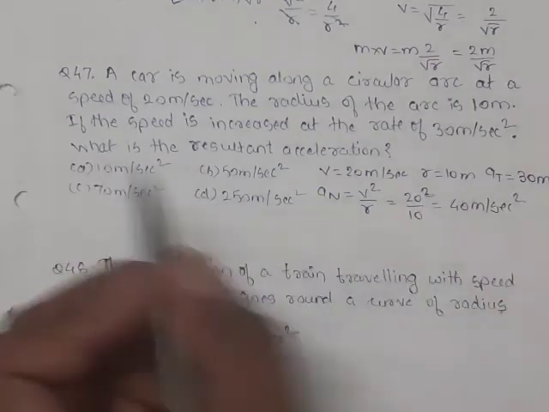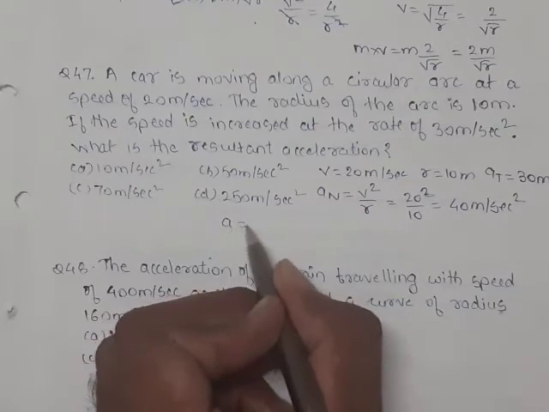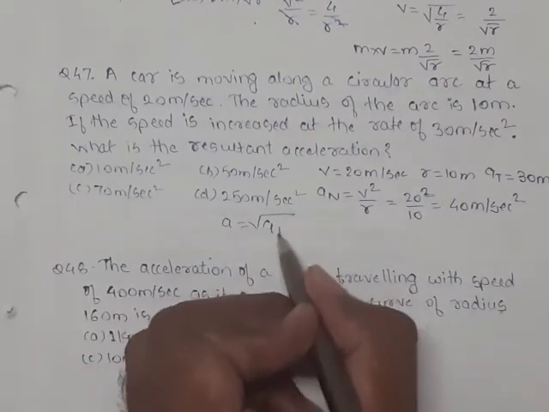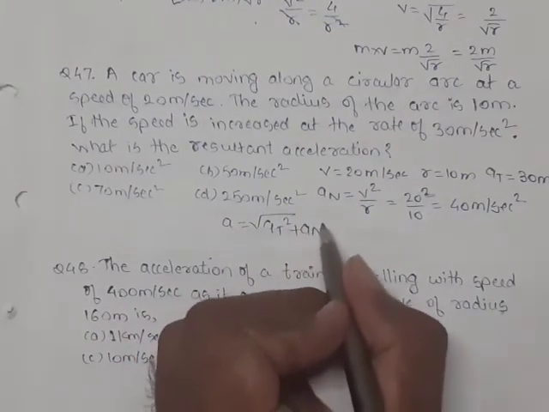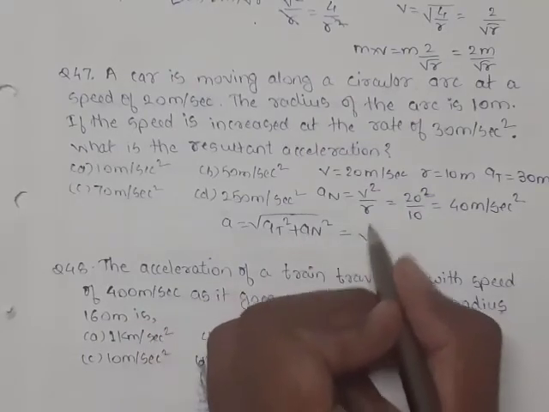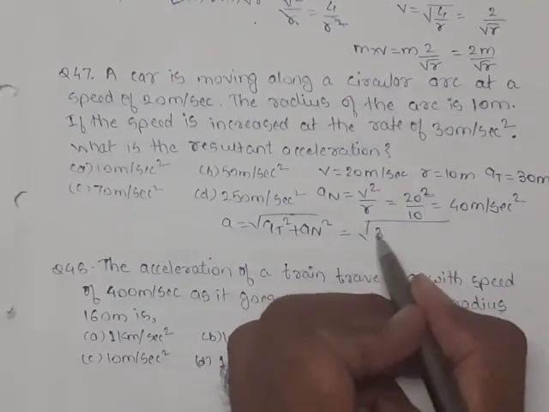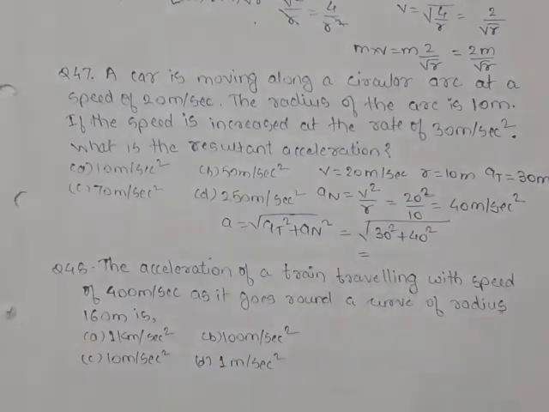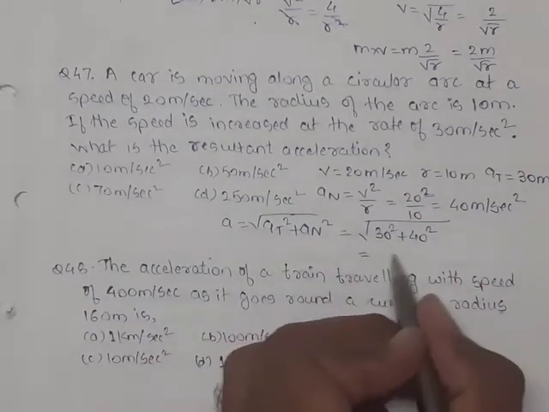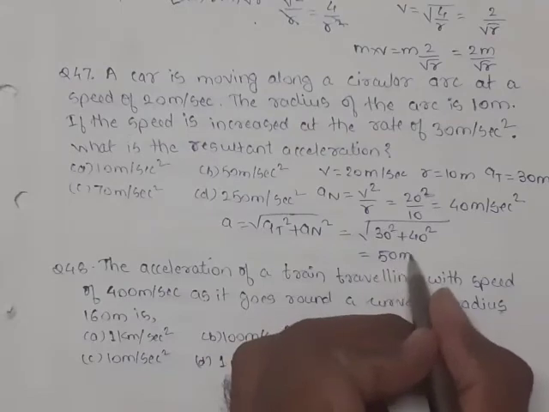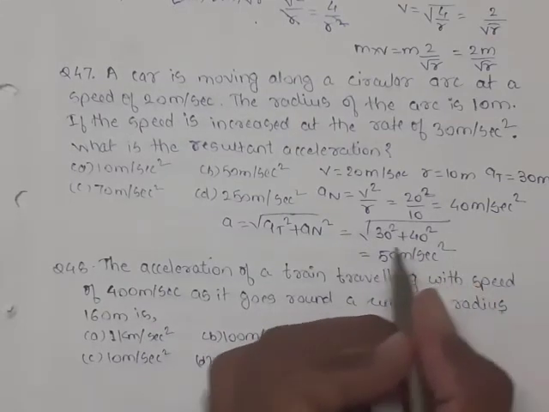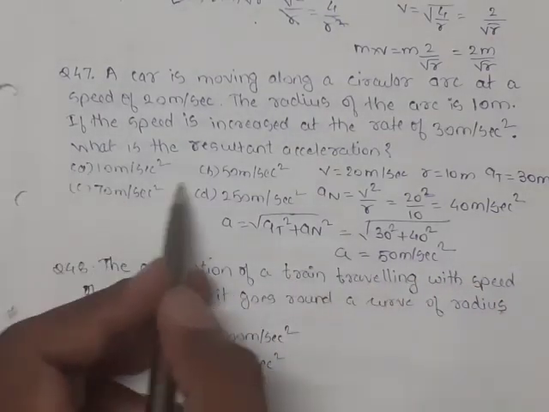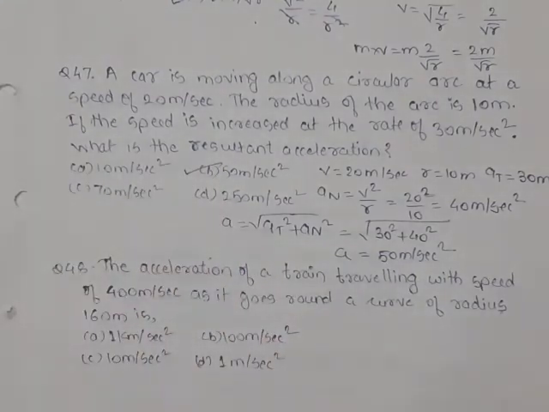Now it is asked to find the resultant acceleration, total A, which is equal to under root of at square plus an square, and we'll put the values 30 square plus 40 square. This answer comes to be 50 meter per second square. This is the value of total acceleration A. Out of the 4 options, we'll see that option B is correct.